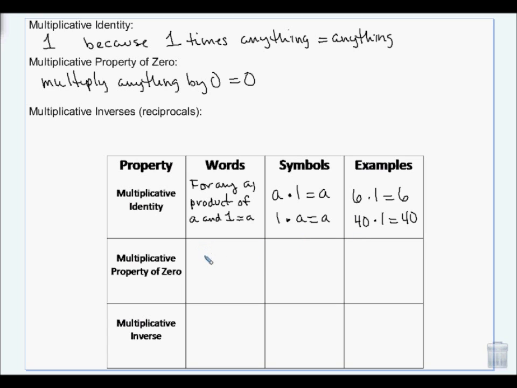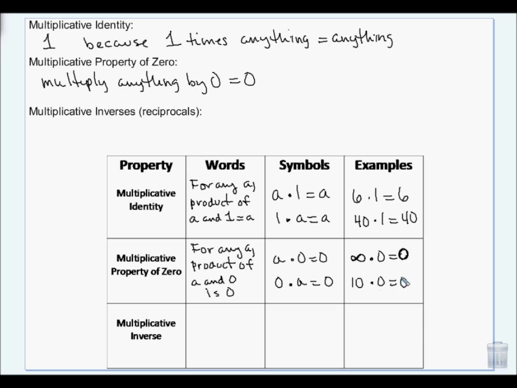For the multiplicative property of 0, if I multiply anything at all times 0, I get 0. And it does not matter what number I choose. If I pick infinity and I multiply that times 0, it's still 0. 10 times 0 is 0. It doesn't matter, big or small.